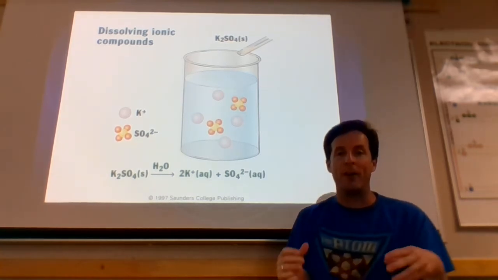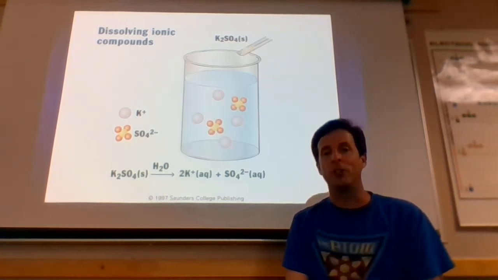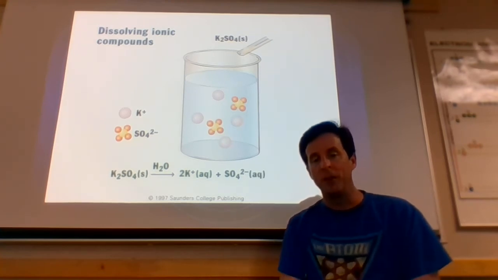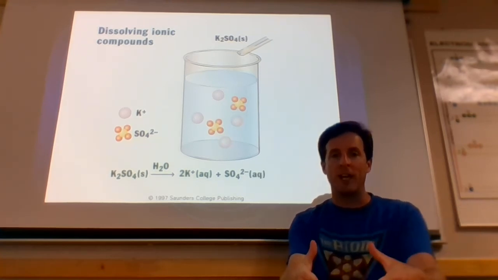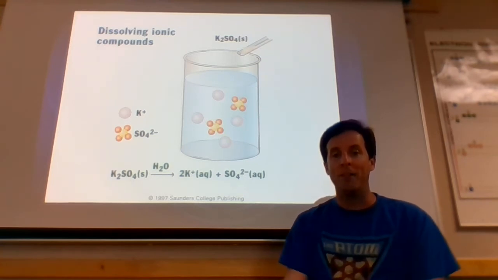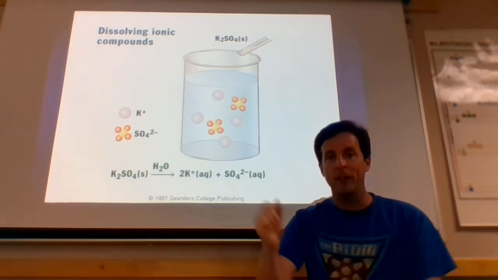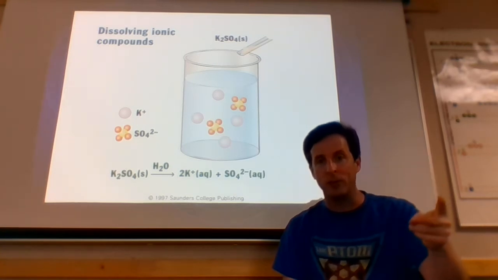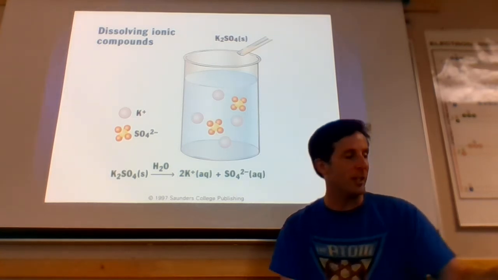So no matter how much I dissolve, there should always be twice as much potassium as there is sulfate. If I dissolve 1,000,000 units of K2SO4, I'll have 1,000,000 sulfates floating around. I'll have 2,000,000 potassium ions floating around in that solution. Okay, so we're going to maintain that ratio no matter what we do.